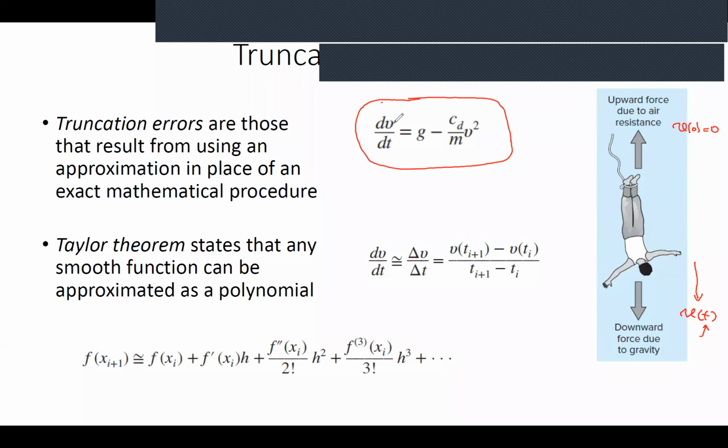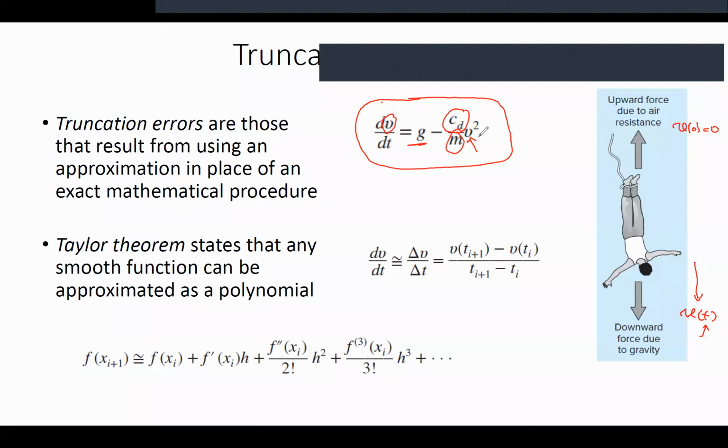The time derivative of speed is equal to the acceleration due to gravity, and the drag coefficient divided by the mass of the man and velocity squared. So this is a mathematical procedure, and truncation errors occur when we make an approximation to this equation.